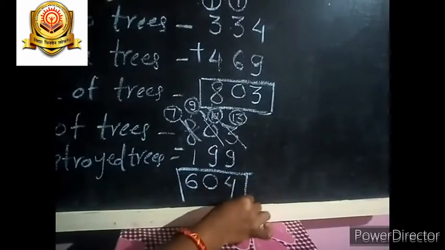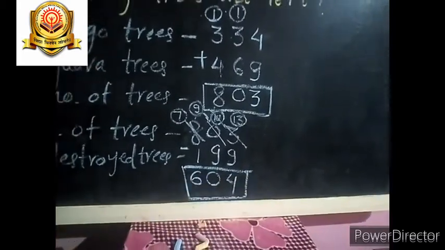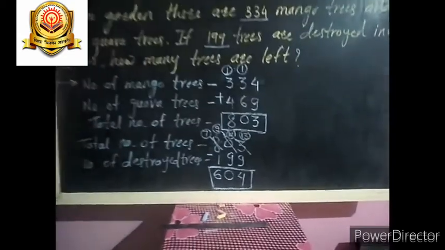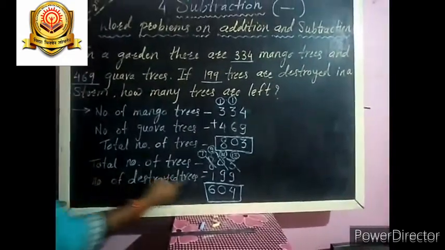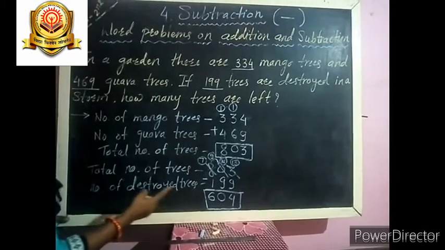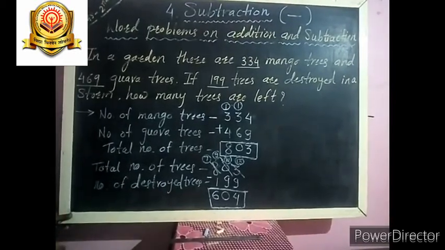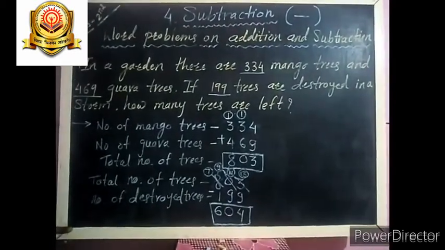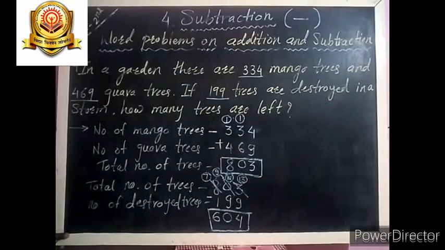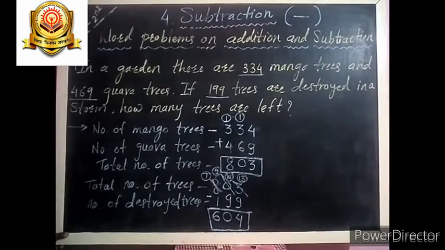And finally we got the answer 604. Means how many trees are left? 604 trees are left. Now students, solve the remaining problems in your notebook and do more and more practice of subtraction.